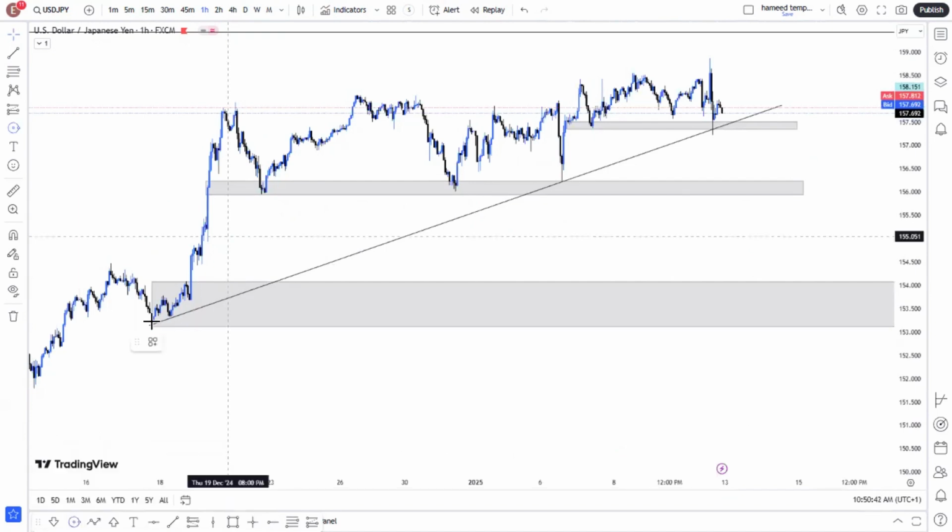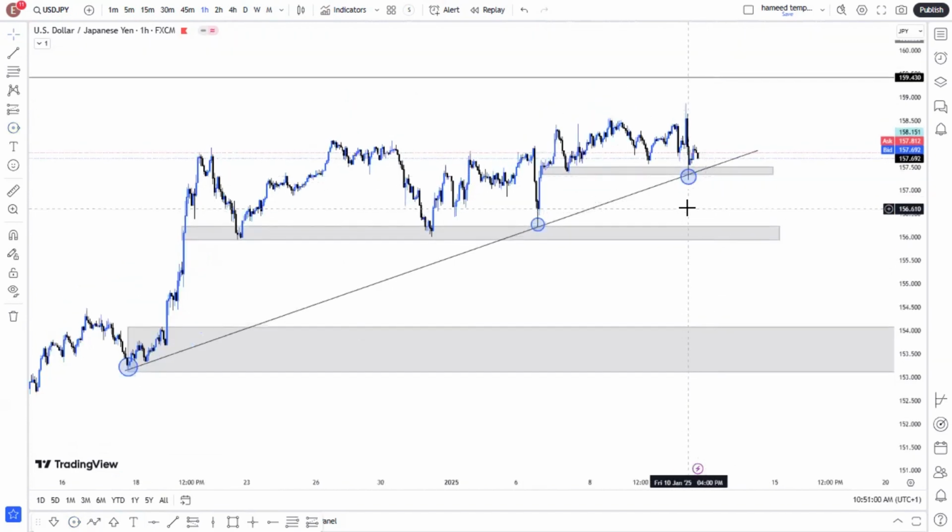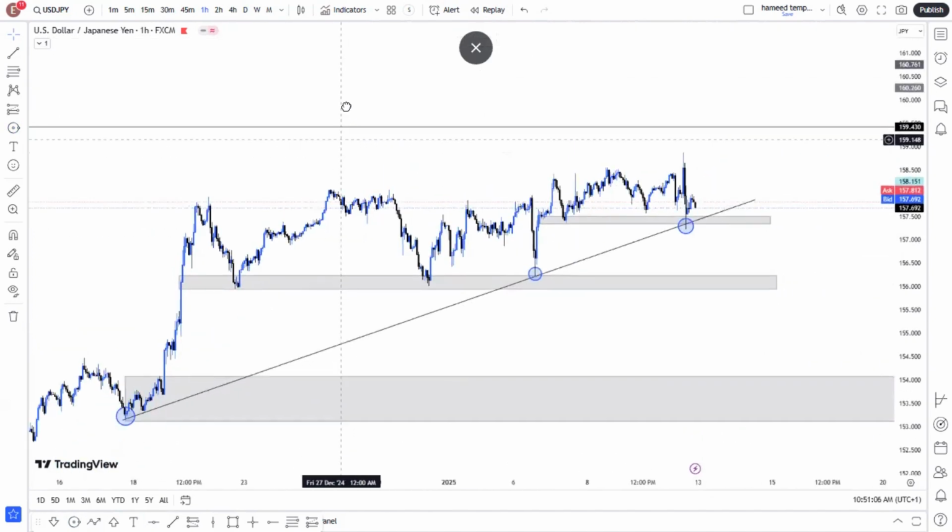There's this first touch, second touch, and the touch up here. I think NFP did that. NFP did this one here. So now we're having the third touch here.